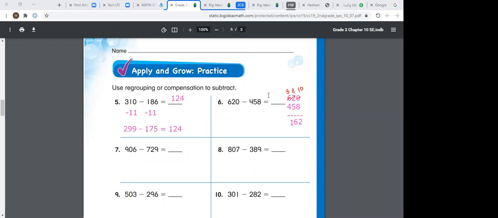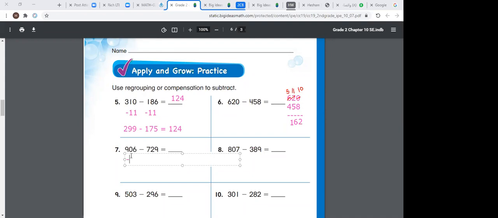Omar, can you answer this question? 906 minus 729. Can you answer by compensation? Yes. Okay, here minus what number? And here minus what number? Minus 9? No, not 9. Can you see you have 906? What's after 6?